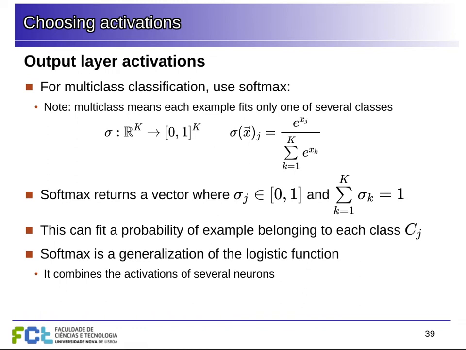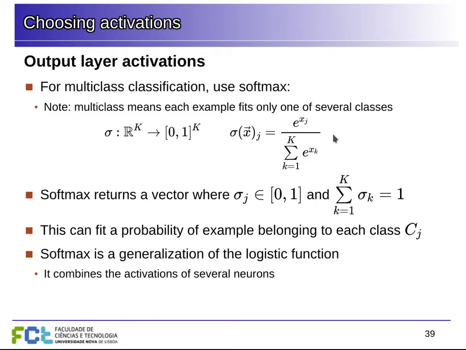For multi-class classification, we can use softmax. Softmax is a generalization of the logistic function, and basically what it gives us is a vector. This vector is composed of a number of neurons, k neurons, which correspond to the k different classes. Now, multi-class classification is different from multi-label classification, because in multi-class, each example can only belong to one class, so they are mutually exclusive. For example, we are trying to predict the brand of a car or something like that, and it can only have one of those, so they are mutually exclusive.